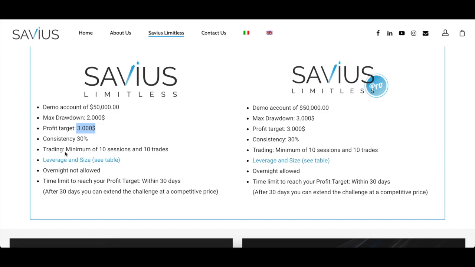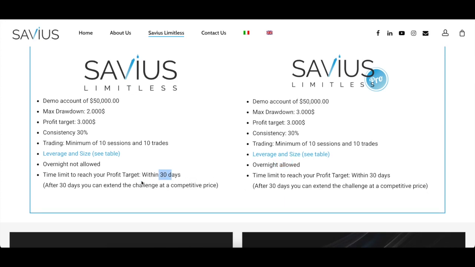No overnight. Okay, so here's the big difference. The regular has no overnight allowed. The pro does have overnight allowed. So for you swing traders, the pro would be the way to go. And time to reach your profit target, within 30 days. And if you take longer than 30 days, you can extend your challenge at a competitive price. Basically, you pay the next month's fee. So it looks like the big differences are there's a slightly bigger drawdown on the pro, and you can trade overnight. Aside from that, I haven't seen much of a difference.